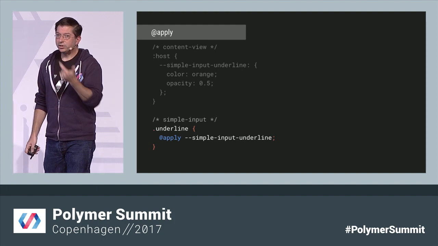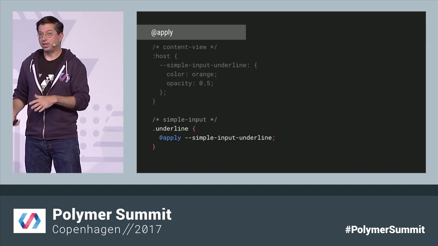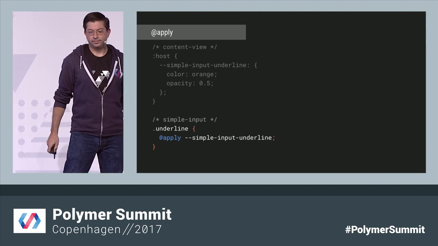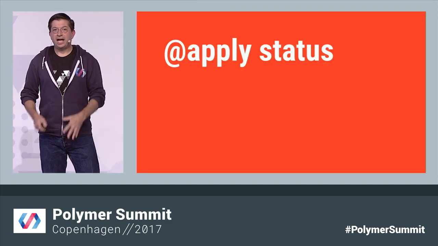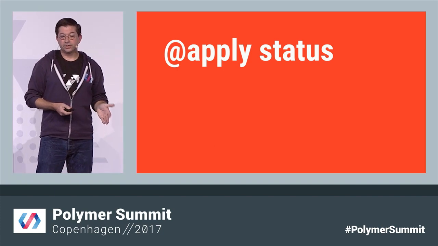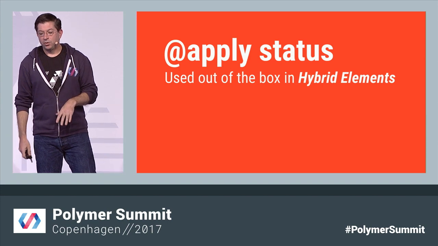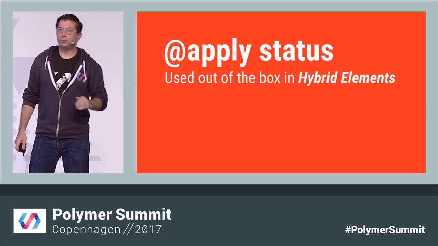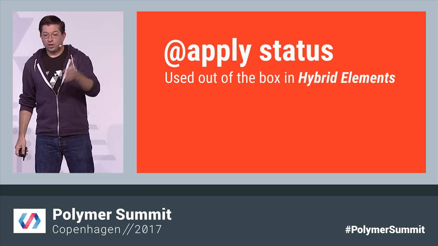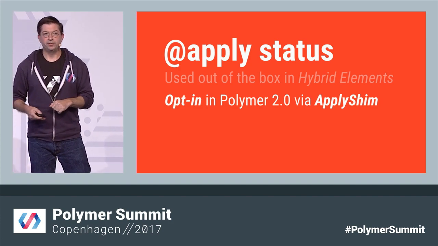So we see we have a pretty good story with styling, with Shadow DOM for encapsulation and custom properties for theming. But @apply is a really important piece of that puzzle to solve that scaling problem. So I have some good news and a little bit of bad news and then some more good news. So first, the good news. Although @apply is not standard in any browsers today, we have a shim in Polymer that's been around since Polymer 1 and carried forward to Polymer 2 and is used out of the box in all of those hybrid elements. In the spirit of the modular design of Polymer 2, it's an opt-in feature that you can load with the apply shim.